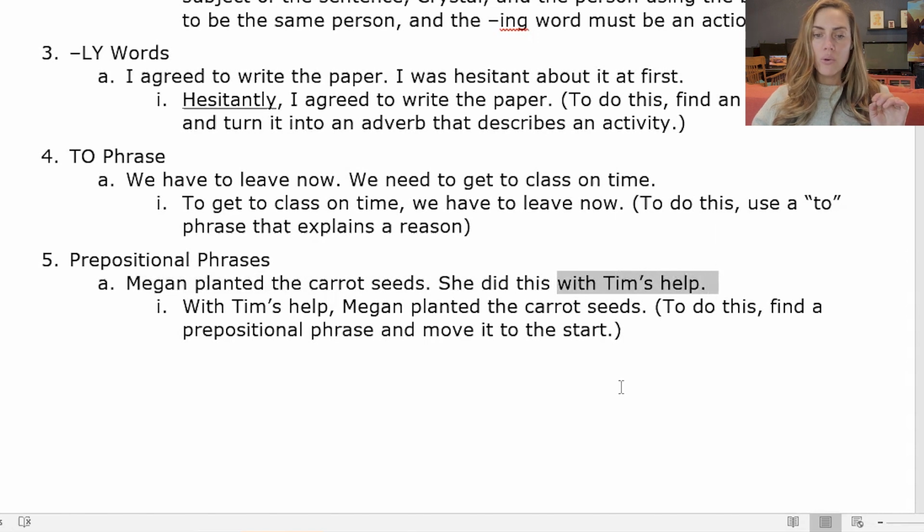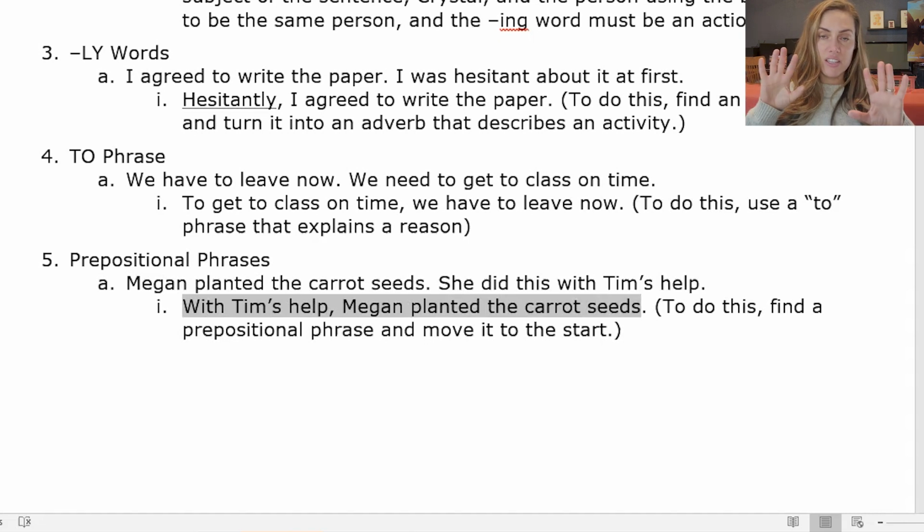Okay, so with this, I can move it to the front of the sentence and say, with Tim's help, Megan planted the carrot seeds. Now I've got a sentence that's a little bit more exciting than just two simple sentences. Again, make sure that you have the two subjects in both parts of the sentence be the same person. Otherwise, it's going to be a little bit tricky to make sense.